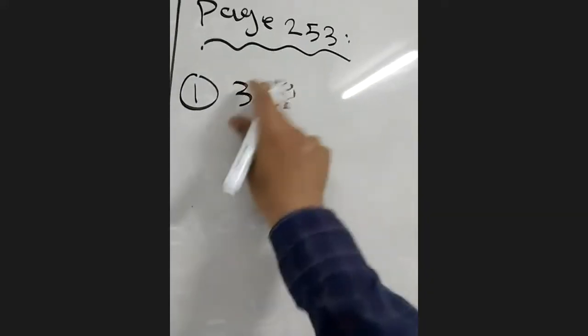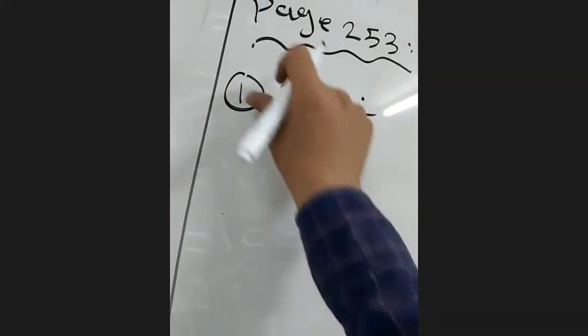Read question one. Question one, estimate 312 divided by 31. Show how you estimate. Is it question one or question two? It's okay, question two. Question one is on the previous page, it's okay.